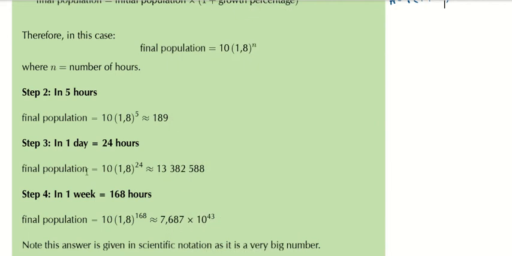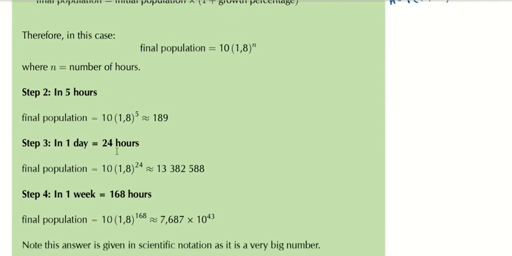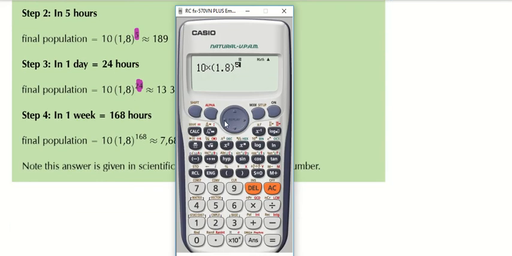Okay, step 2, in 1 day, so that means 24 hours. So now we're not working with 5 hours anymore, we're working with 24 hours. Our formula stays the same, however it's the time that changes the whole time. So our formula and then simple substitution just as well. We have already typed in the equation, so now we can just substitute the different times that are requested, and then we can fill in the answers like that.